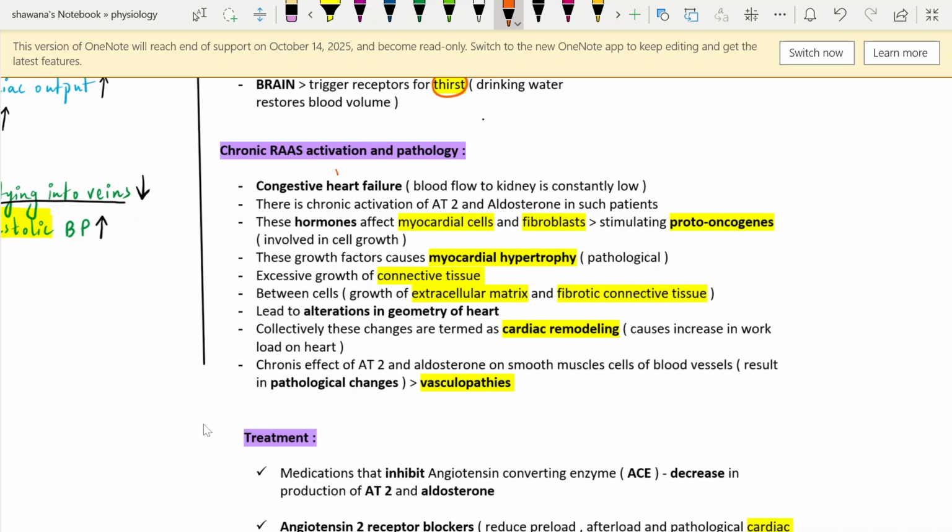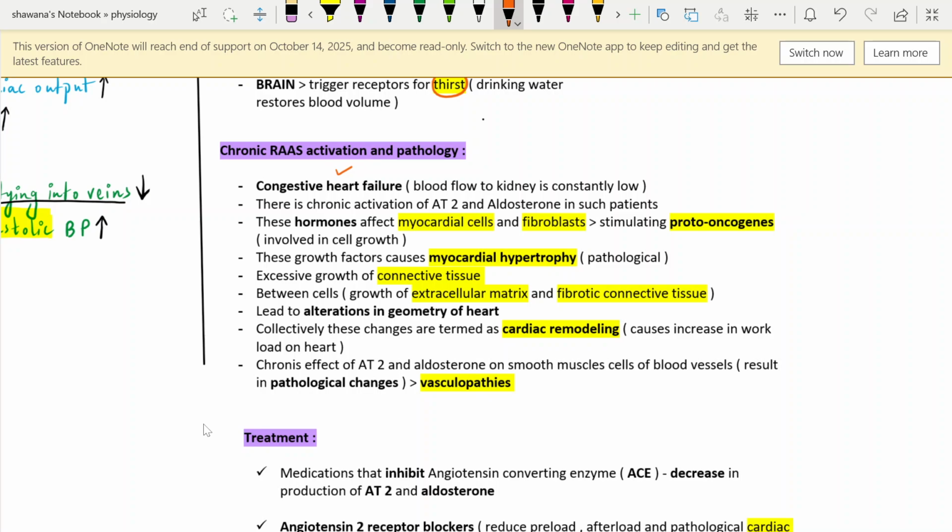Diseases like congestive heart failure, when the blood flow towards the kidney is constantly low because the heart is under the congestive heart failure. Okay, heart itself is suffering, so how is it going to pump blood towards the kidney?